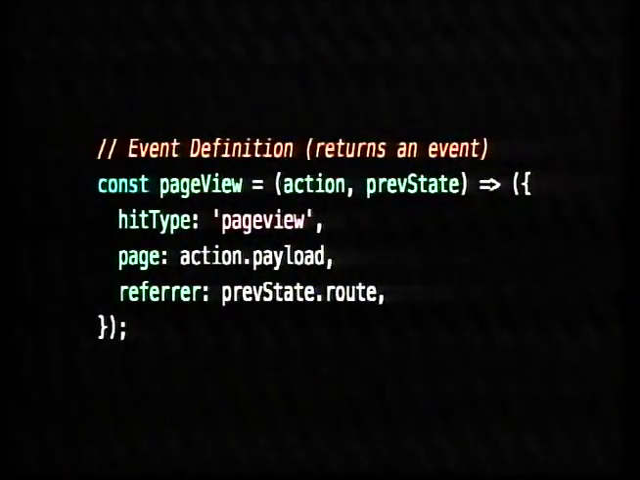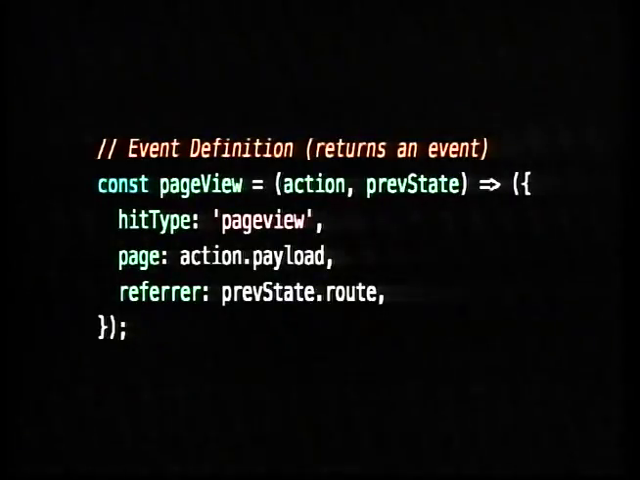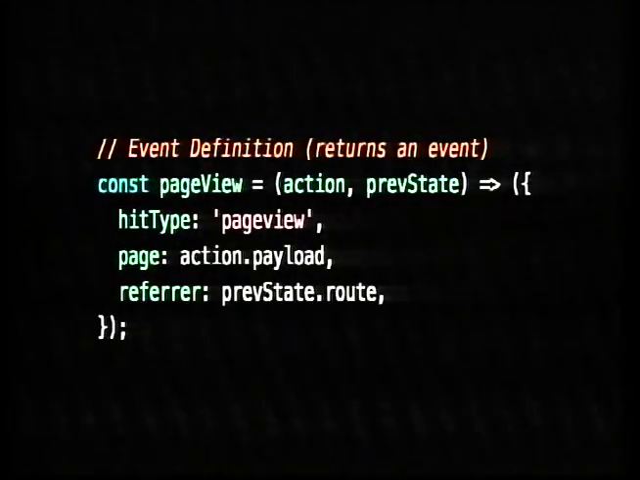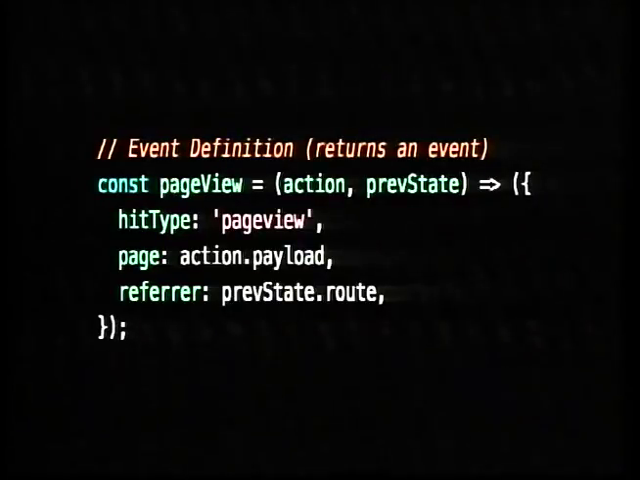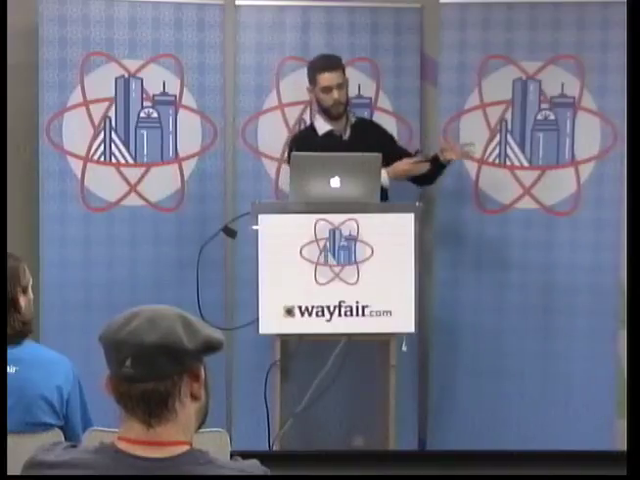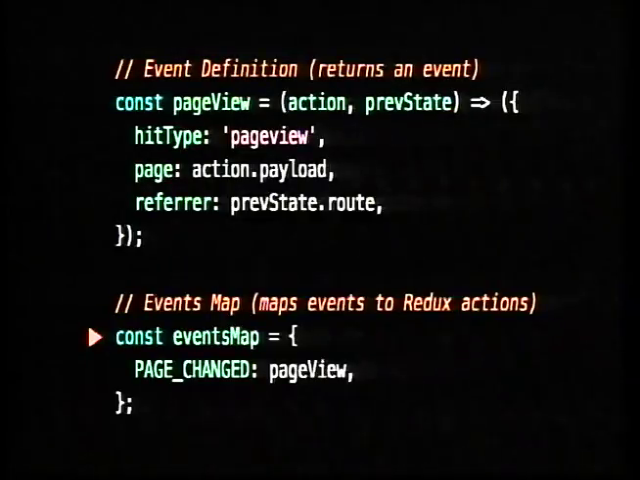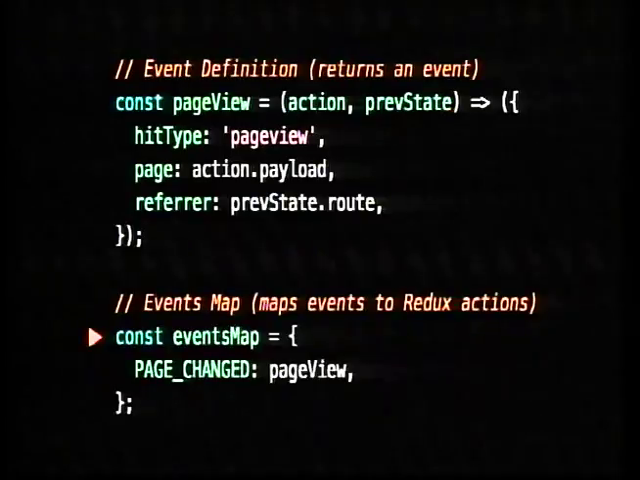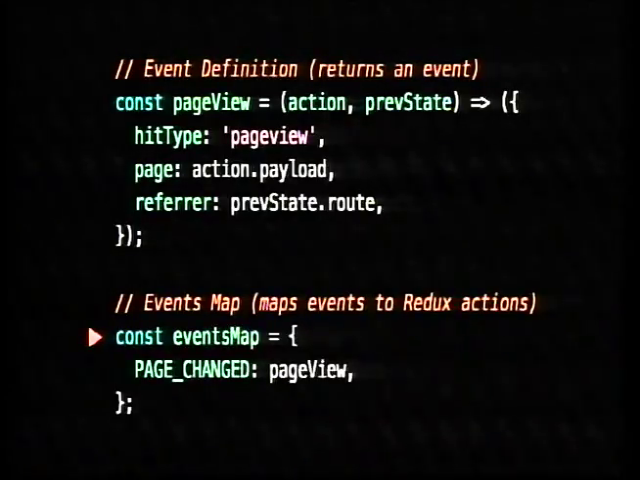So I'm just going to go over the API right now. There is no API, there's just this function. It's called an event definition, is what I like to call it. You basically get the action, the previous state, and what's not shown here is you get the next state too. Then you return an event object. The shape of the event object depends on what target you're hitting. So this is an event object that's headed to Google Analytics. After you create that event definition, you just have a simple POJO where you map it to a given action type. So you have a page changed action type.